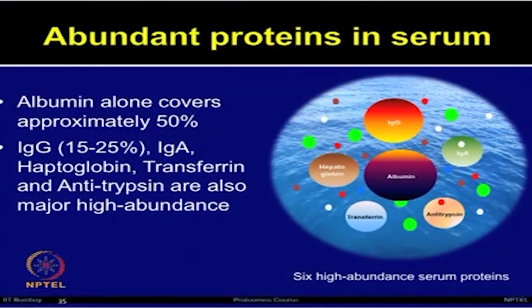Immunoglobulin G contains 15 to 25% of the abundant proteins. Then IgA, haptoglobin, transferrin and antitrypsin are also major high abundant proteins. So, in the diagram I have shown you the 6 high abundance serum proteins.